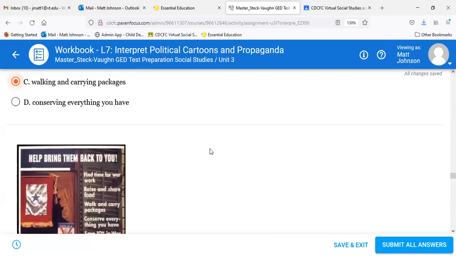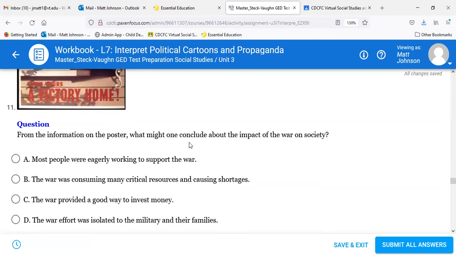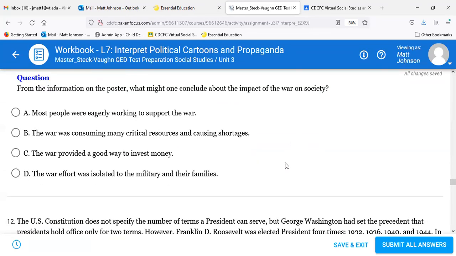All right, 11. Let's see, Grace, you want to read 11 for us? All right. From the information on the poster, what might one conclude about the impact of war on society? A, most people were eagerly working to support the war. B, the war was consuming many critical resources and causing shortages. C, the war provided a good way to invest money. And D, the war was isolated to the military and their families.